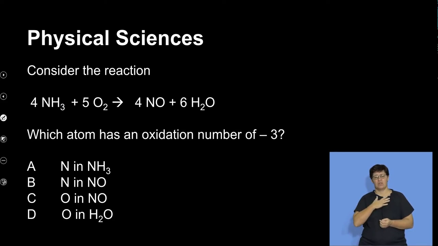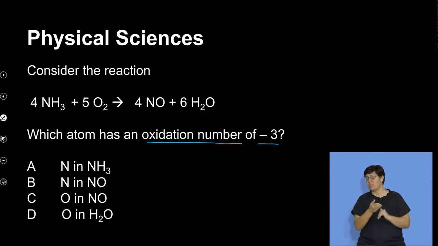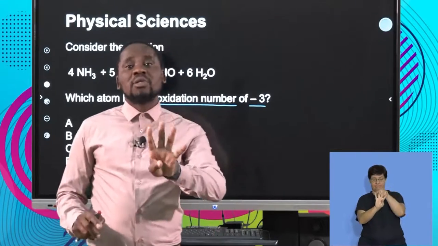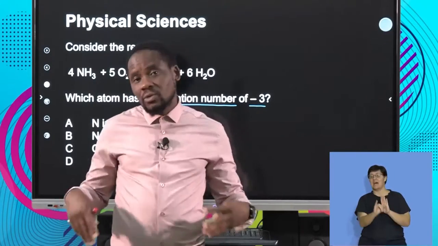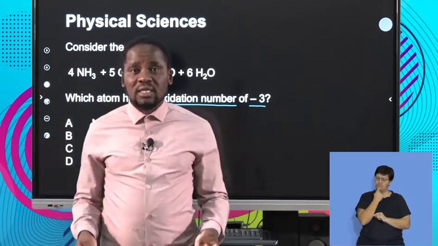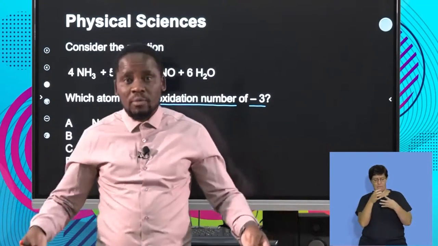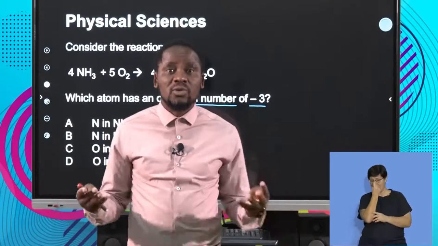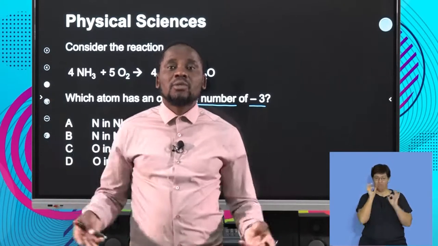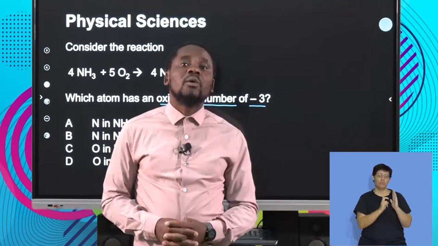But in this question, the question says, which atom has an oxidation number of -3? Right. Now, remember, there are rules as far as oxidation numbers are concerned. And if you are given 4 possible options, it's very important that you identify the distractors. But for you to identify the distractors in a multiple choice problem, you need to understand, or you need to know your stuff. Okay, now this appeals to the rules of assigning oxidation numbers.